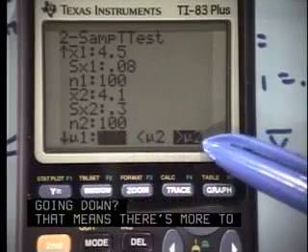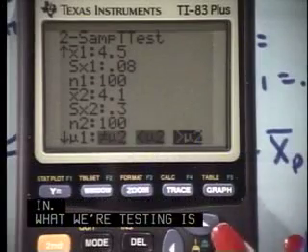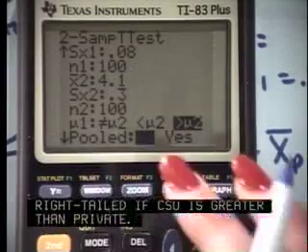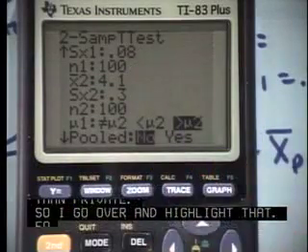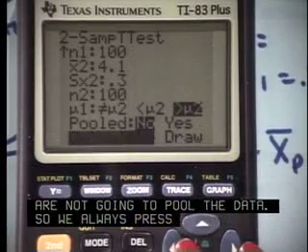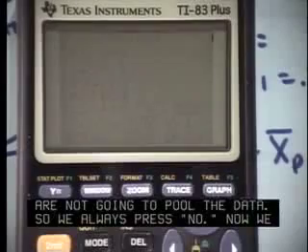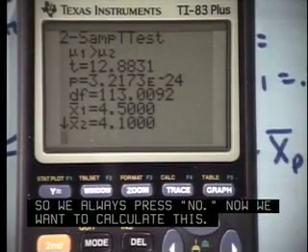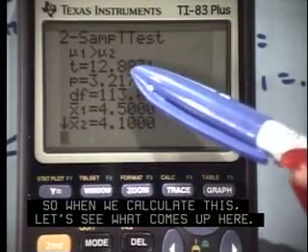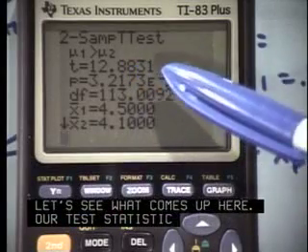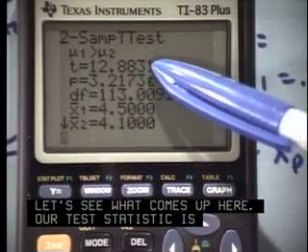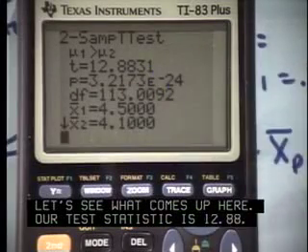What we're testing is a right-tailed if CSU is greater than private, so I go over and I highlight that. And for all of these problems, we are not going to pool the data, so we always press no. And now we want to calculate this. So when we calculate this, let's see what comes up here. Our test statistic is 12.88. That's a huge test statistic.